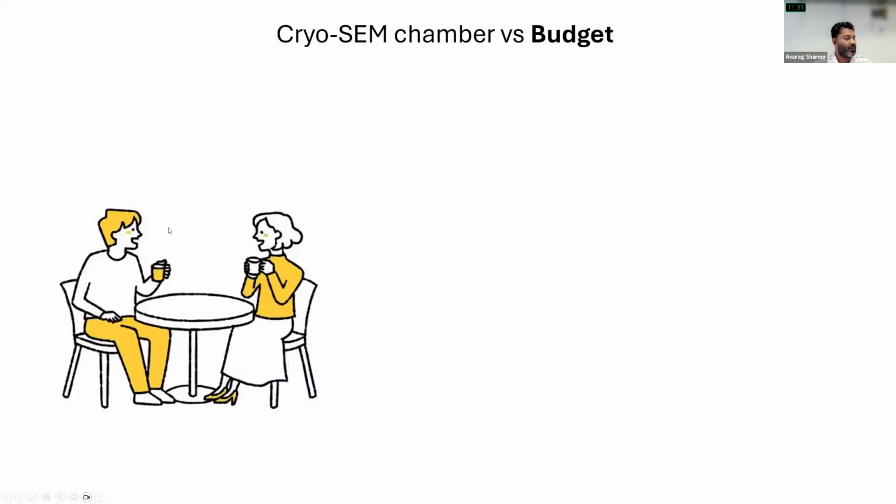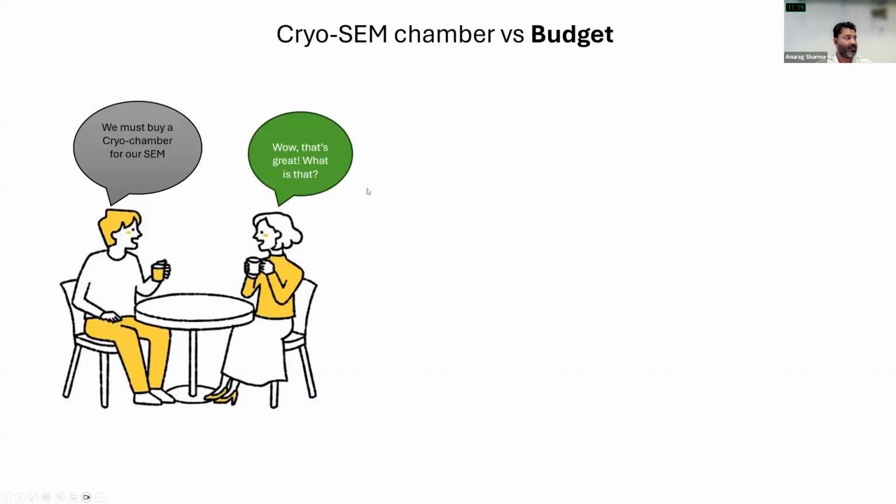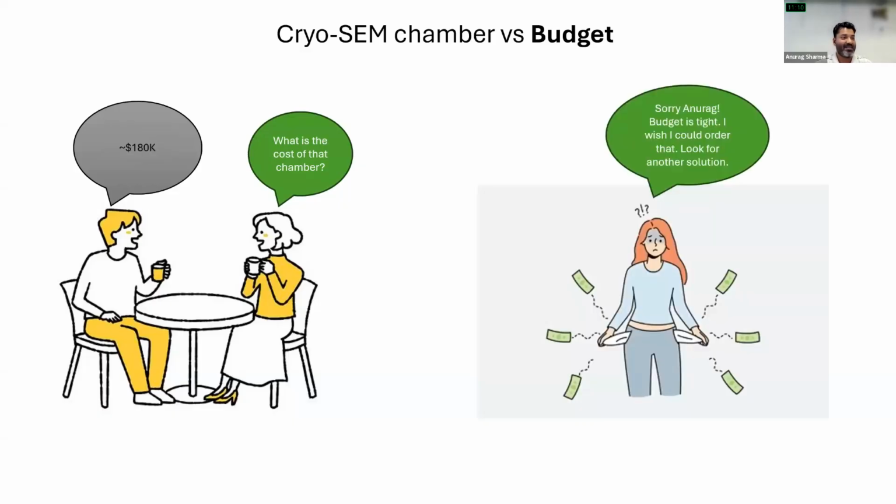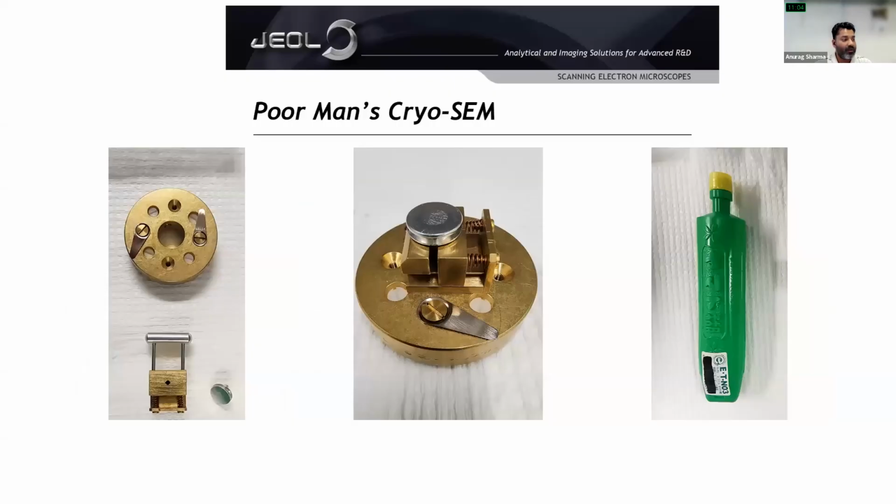We were talking, Amalia and I. Assume this is me and this is Amalia, and we were talking about a cryo-SEM chamber and budget. I told Amalia, I think I found a solution to our problem. Amalia asked what it is, and I said we have to buy a cryo-SEM chamber for our machine. She asked about the cost, and I said $180,000. And she said, sorry Anurag, budget is tight, and I wish I could order that. Look at another solution. So we found that Joel actually has a Pursman cryo stuff, which is made of brass, and it retains the coldness for a long time. For sticking the sample at the lower temperature, we had to use a rice glue.